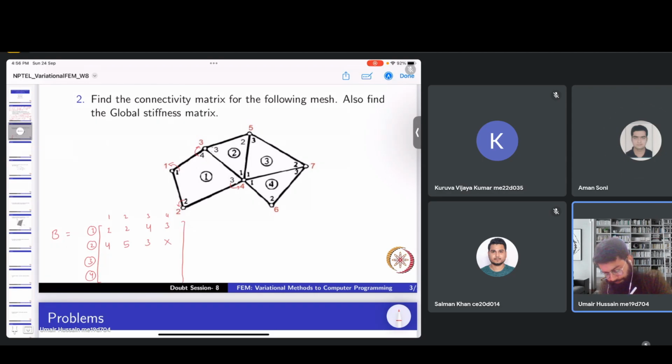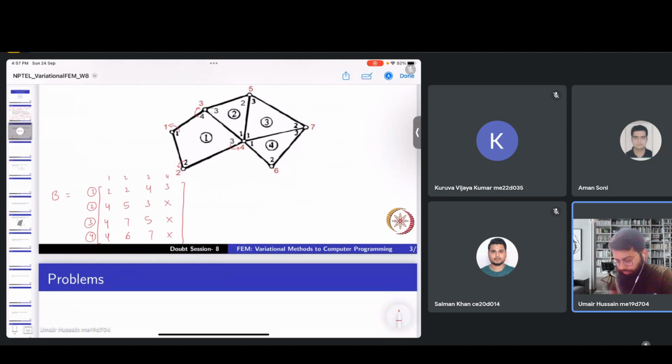And for the third row, for one, it should be four. For two, it should be seven. And for three, it should be five. Then for the fourth row, for one, four. For two, it is six. And for three, it is seven. Okay, that's correct. So this would be a connectivity matrix, right?